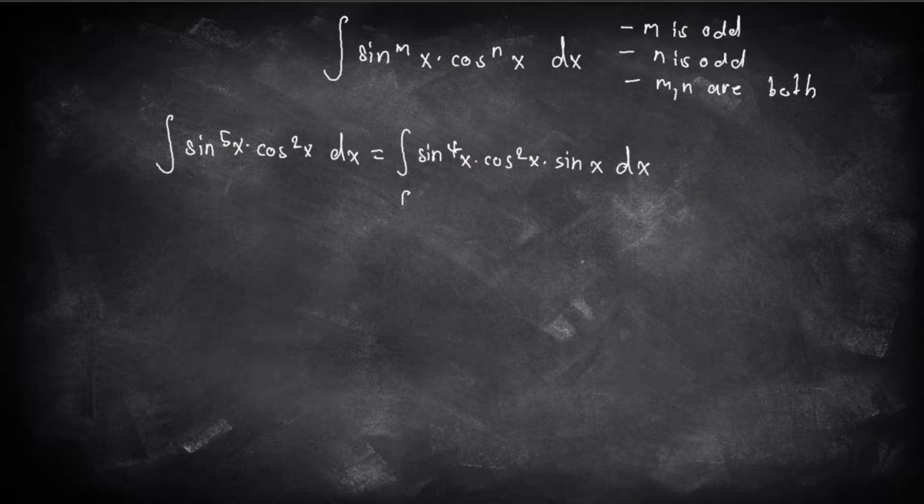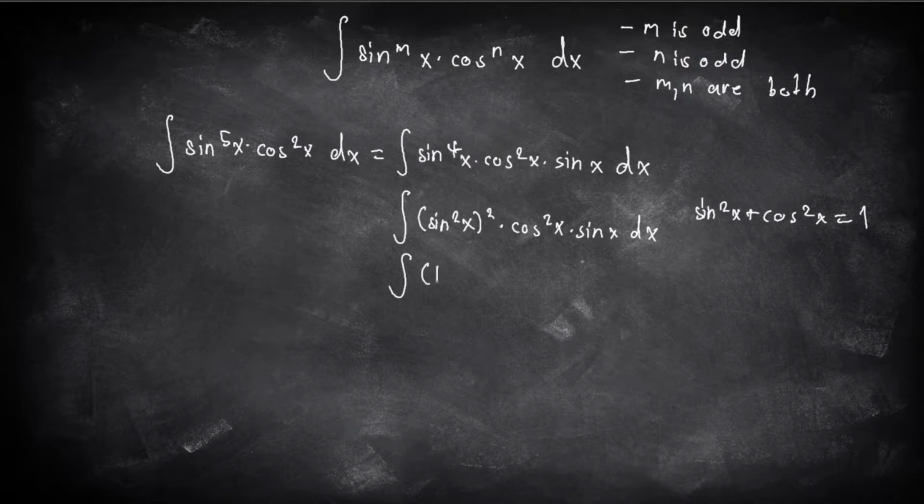And then similar to what we did in the previous video, we make this a squared, times cosine squared of x times sine of x dx. And then we use the Pythagorean identity, which is sine squared of x plus cosine squared of x equals 1. So we substitute 1 minus cosine squared of x, squared, times cosine squared of x times sine of x dx.